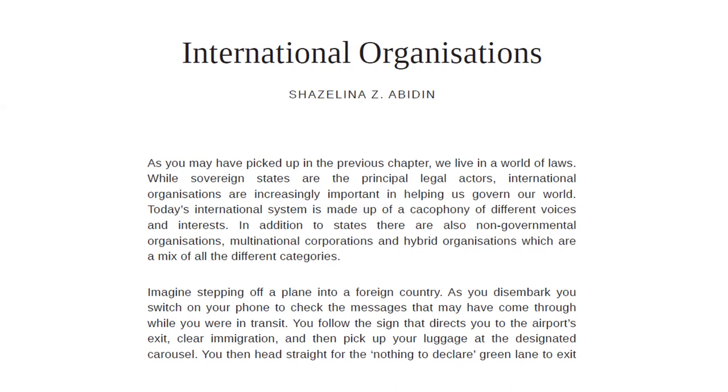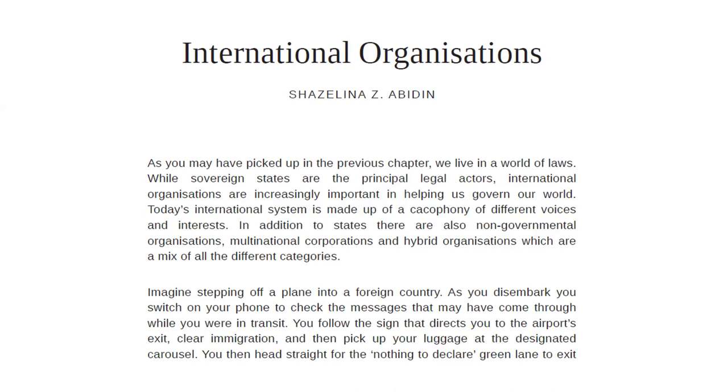In addition to states, there are non-governmental organizations, multinational corporations, and hybrid. Remember hybrid, like the car. It runs on gas and electricity, two different things. So a hybrid organization is a mix of all of the different categories, okay?